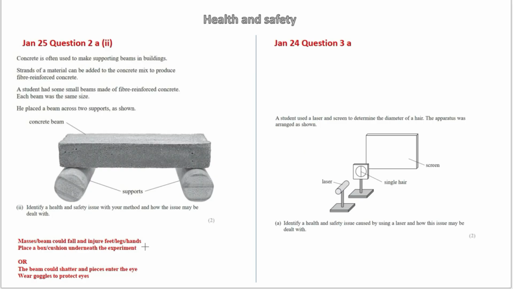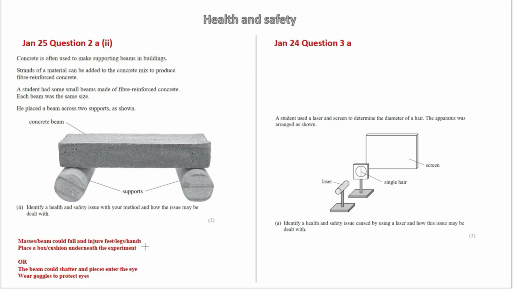Now let's move on to the question for Jan 24. A student uses a laser and a screen to determine the diameter of hair. The apparatus was arranged as shown. Identify a health and safety issue by using a laser. They have specified what are the health and safety issues associated with using a laser.